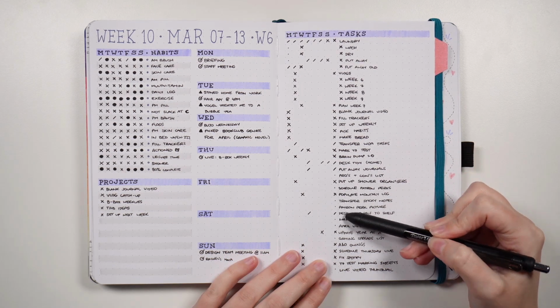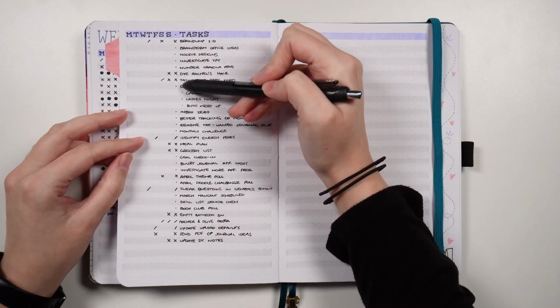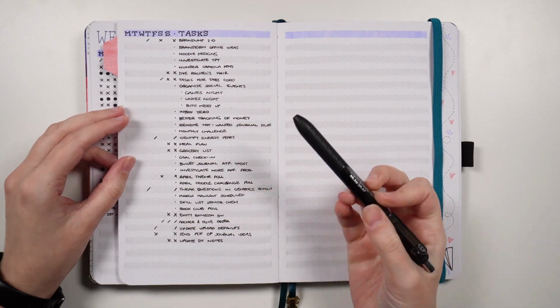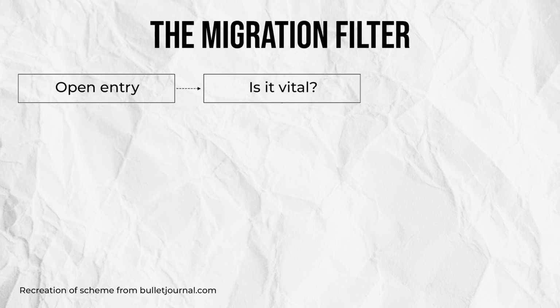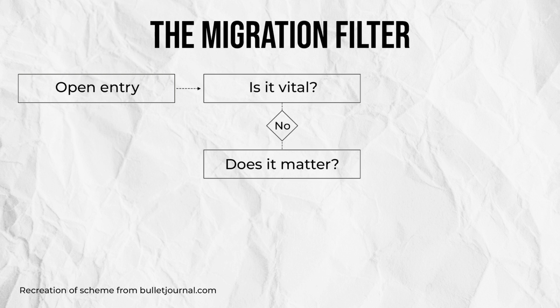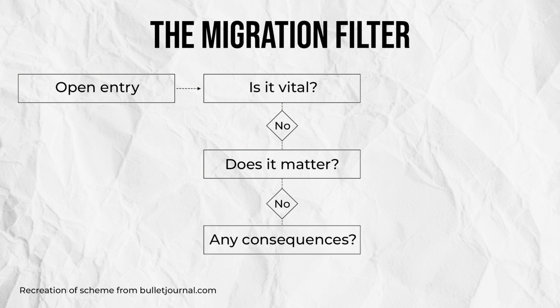In reviewing these entries, we want to ask ourselves some questions to see if we actually should transfer these somewhere else. This is what we call the migration filter. So for each open task, asking 1, is this vital? 2, does this matter? And 3, are there any consequences for not doing this task? If the answer is no to all of those, then the entry can get scrapped.